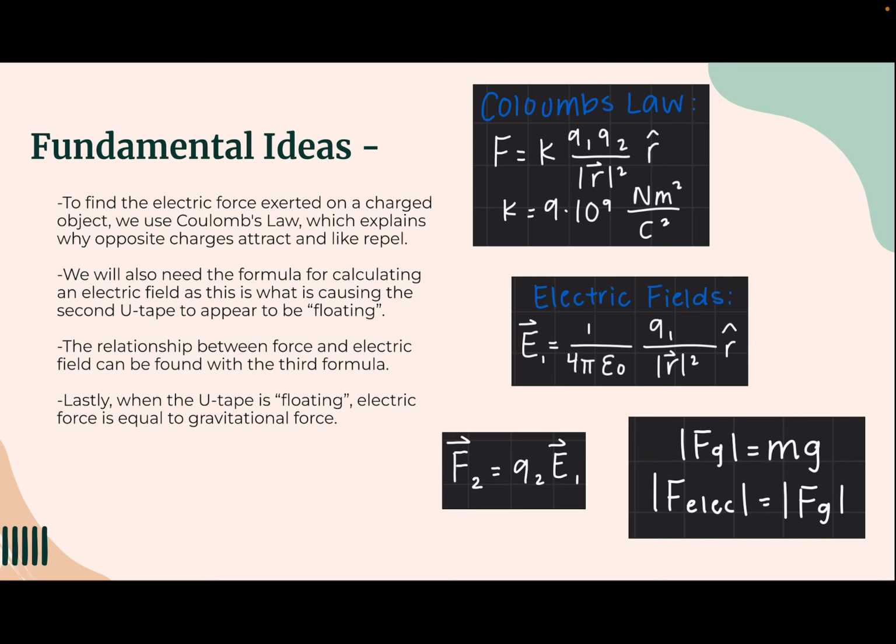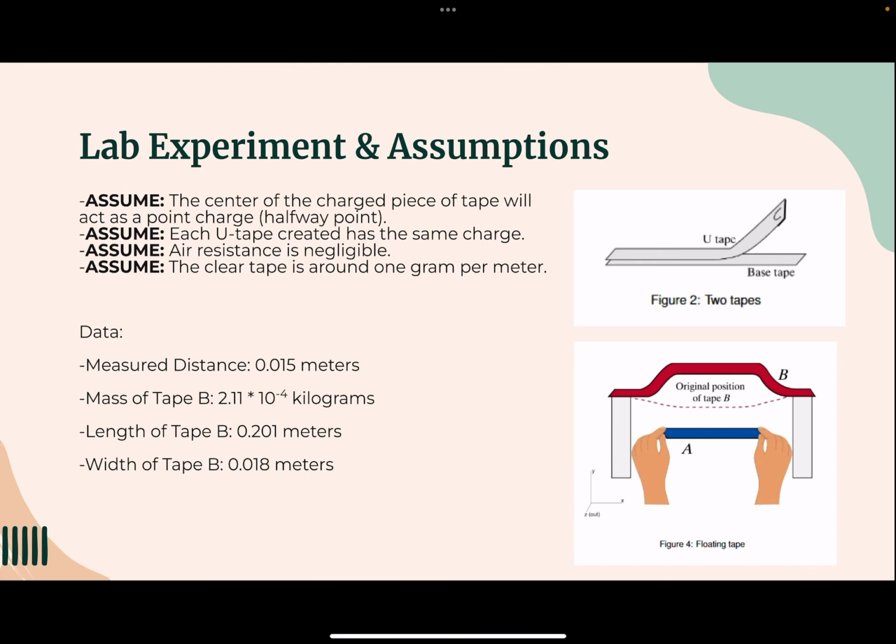And then the relationship between force and electric field can actually be found with this third formula right here, which shows the force of a second tape is equal to the charge of the second tape times the electric field of the first tape. And then lastly, when the U-tape is quote-unquote floating, the electric force is equal to the gravitational force. And so for this lab experiment, we have some assumptions to do before we get into it.